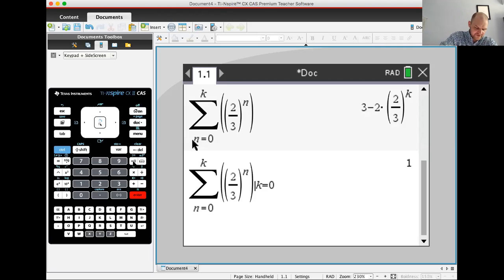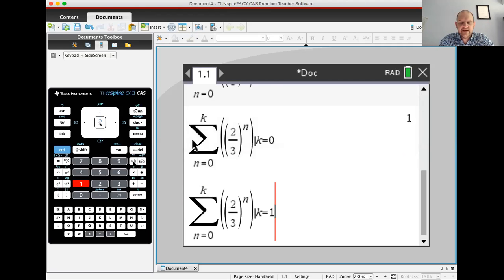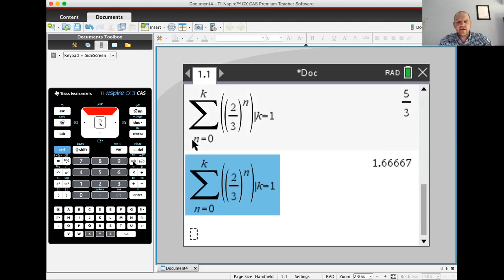So the first partial sum when n equals 0 is just 1. Now I'm going to change it so that k equals 1, and I can press enter, and I get 1.667. So it got bigger, right? So at this point, maybe it's going to just spiral out of control to infinity. Maybe it's going to converge on, I don't know, like it could converge on 5/3.